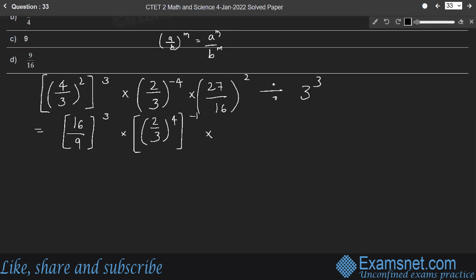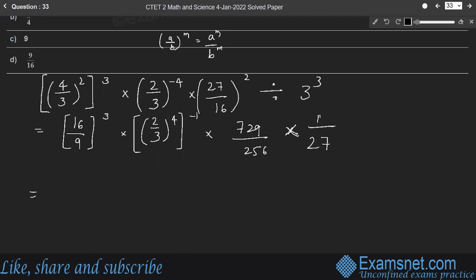Then 27 by 16 whole to the power of 2. So 27 square is 729. 16 square is 256. So 3 cube is nothing but 27. Divided by 27, instead of dividing by 27, you can multiply by 1 by 27.